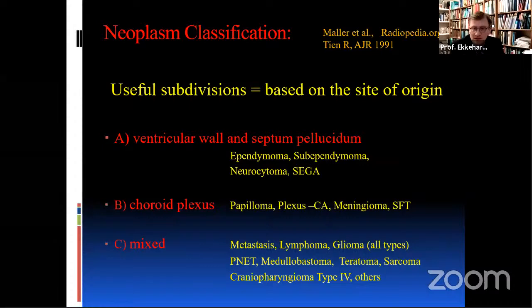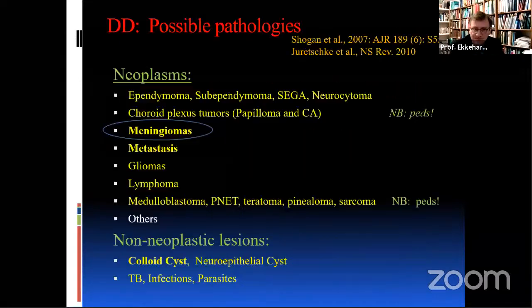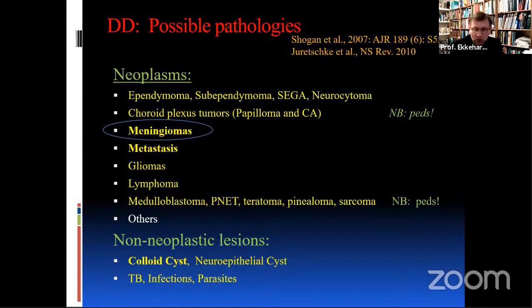Useful subdivisions are based on the site of origin. For the lateral ventricle, the ventricular wall is usually a rise of ependymomas and that group of diseases. If the lesion is strictly limited to the choroid plexus, you may encounter meningioma in adults, so solitary fibrous tumor. In children, you need to really think about papillomas and plexus carcinomas. But if it's of mixed appearance, it can be a host of different pathologies. And all pathologies in the parenchyma can also occur in the ventricle. So for today, we just want to talk about meningiomas.